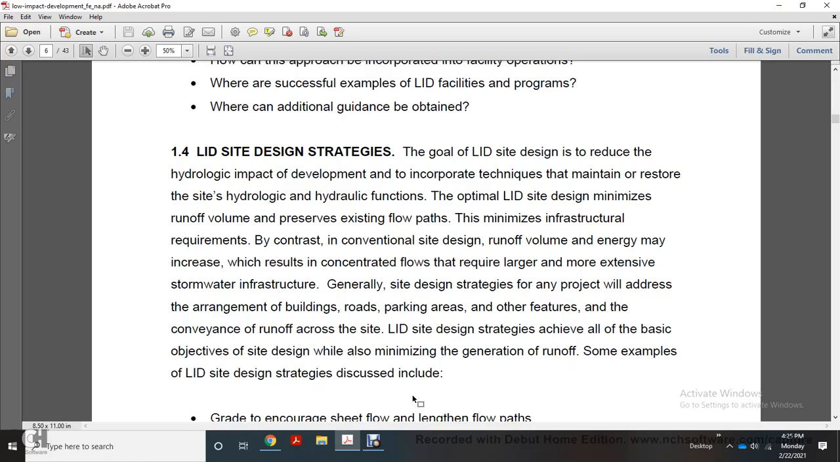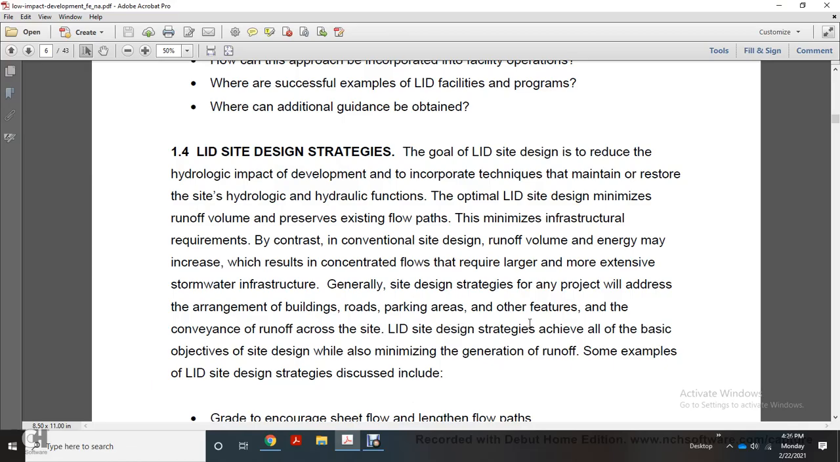By contrast, conventional site design may increase runoff volume and energy, resulting in concentrated flow that requires larger, more extensive stormwater infrastructure. Generally, site design strategies for any project will address the arrangement of buildings, roads, parking areas, other features, and the conveyance of runoff across the site.